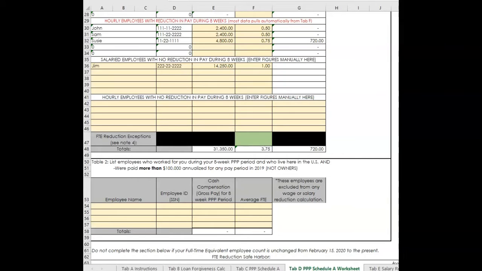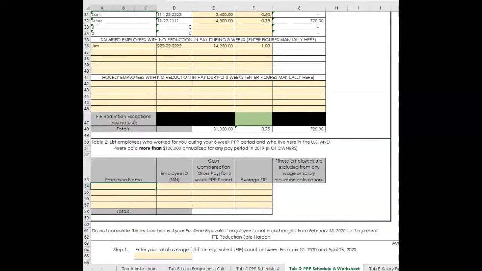Continuing with our example, we also have Mary, who was paid $125,000 in 2019 and did not see a pay reduction this year. Note that the maximum 8-week compensation level we can record for Mary is $15,385, even though she was paid more than that.